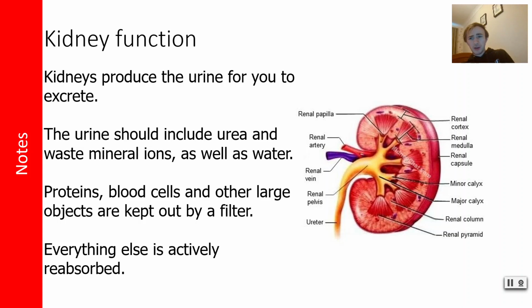Proteins, we don't want our proteins to go into the urine because you've just eaten the proteins. You don't want them to immediately be lost again. And other large objects, things like large carbohydrates, fats, that kind of thing, they don't go into the urine at all. And there's a load of other things which we need to keep in the urine. Things like glucose. Things like the amount of mineral ions we do need, the potassium we do need. Things like the water we do need. That has to be kept in the blood.